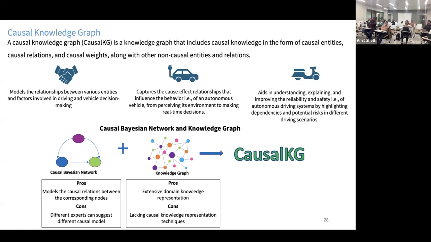One of the pros of the knowledge graph is that it has extensive domain information in it. So you might not have to sit with the domain expert and say, tell me everything about your domain. You can get that information from the knowledge graph. What it is lacking is a causal relation, which the Bayesian network can give us. So combining those two gives us a causal knowledge graph, which is nothing but a knowledge graph where you have causal relations between entities in the graph.